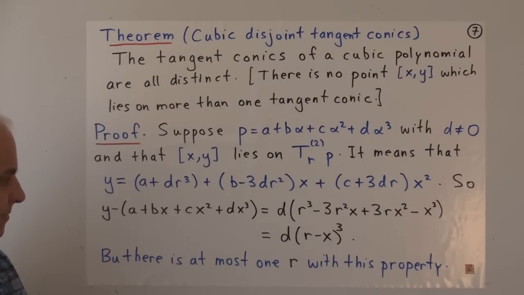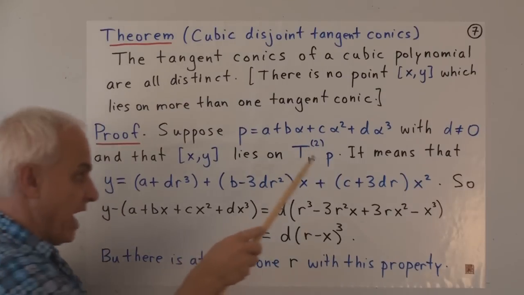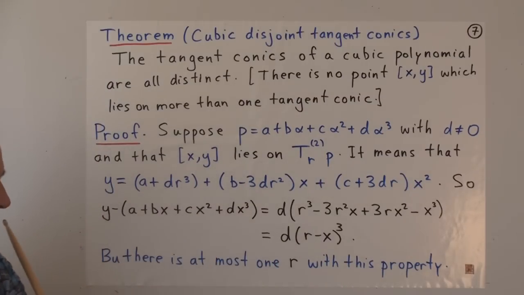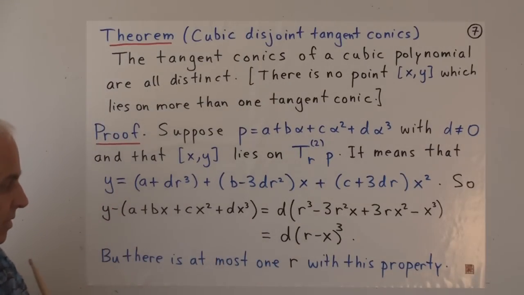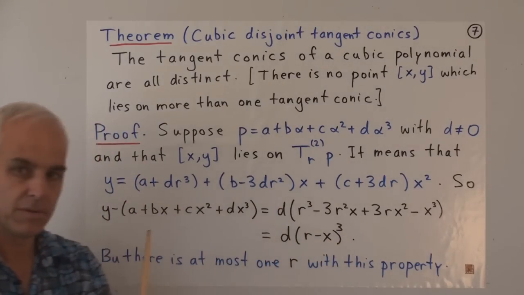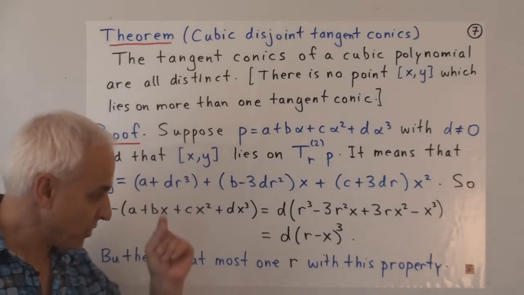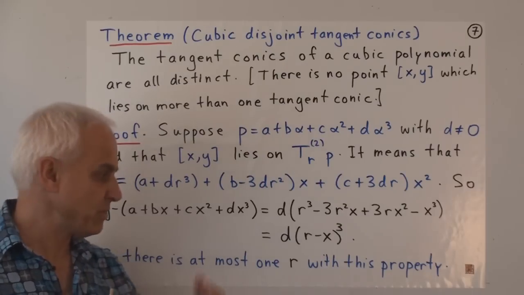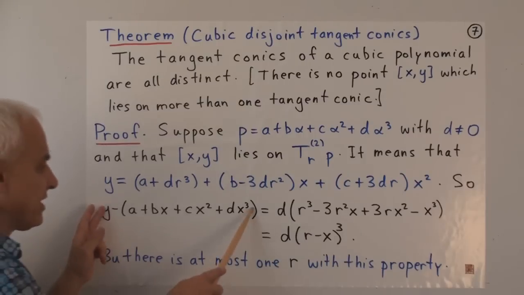And what's that telling us? It's telling us that the value of r, for which the tangent conic passes through xy, is given by this equation. D is some number which is non-zero. So something equals r minus x cubed. But we just saw that the polynomial alpha cubed was one-to-one. So there's at most one r that can possibly have this property. There's at most one value of r such that this thing cubed equals this number divided by d.